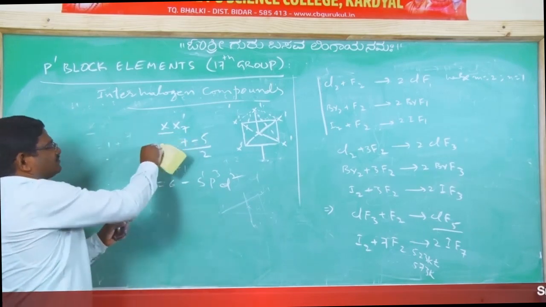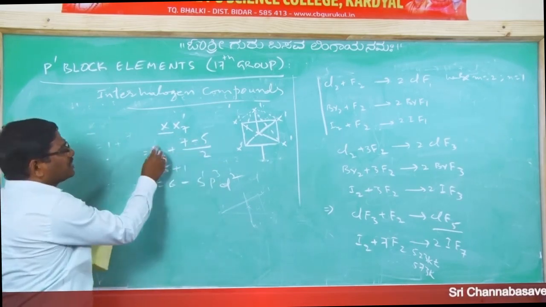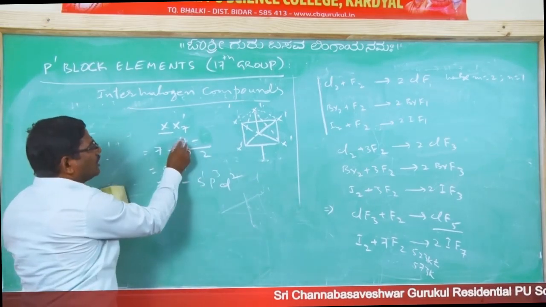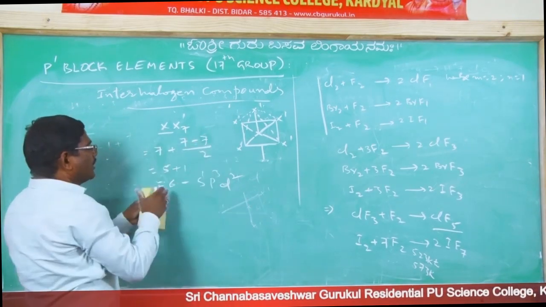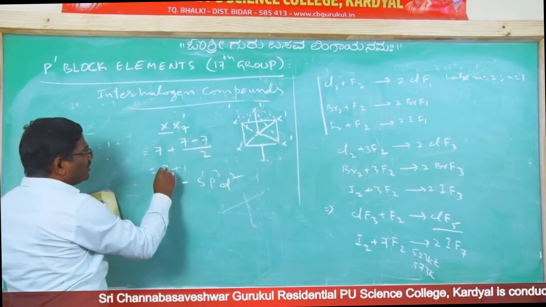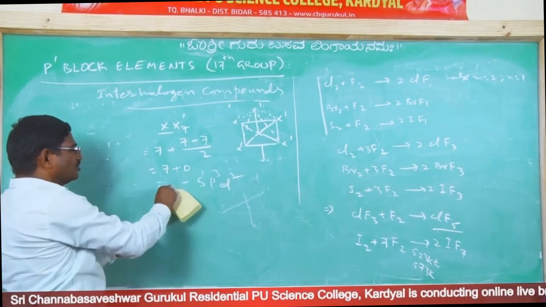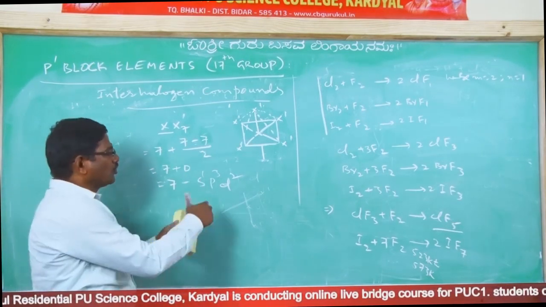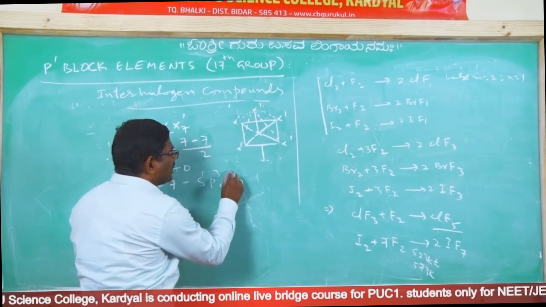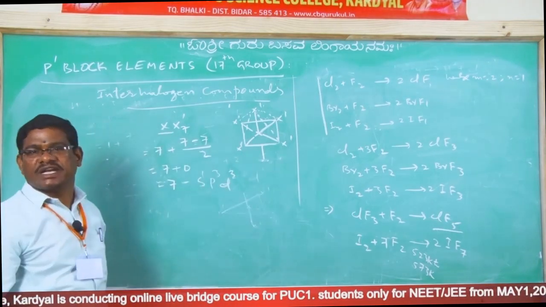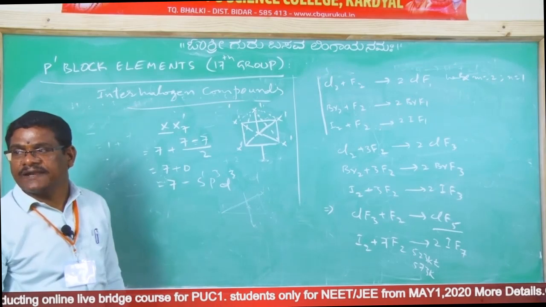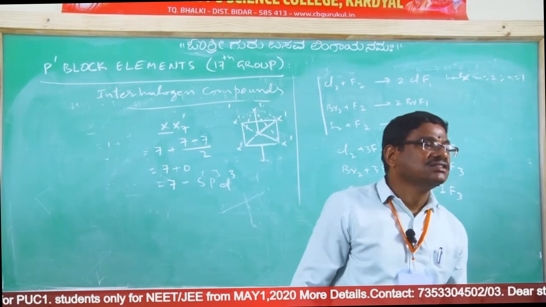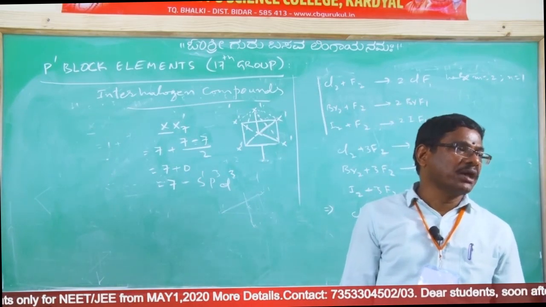XX'7, around the central atom 7 atoms are attached. The oxidation number of X is 7 only. So group number of X minus this will become 7 plus 0. Clear na? So total number of pairs of electrons is 7, and all 7 are bond pairs. Therefore hybridization is sp3d3. sp3d3 is distorted octahedral, you can say, or the geometry is pentagonal bipyramidal.